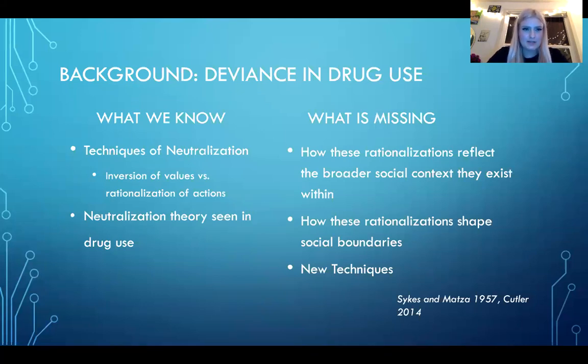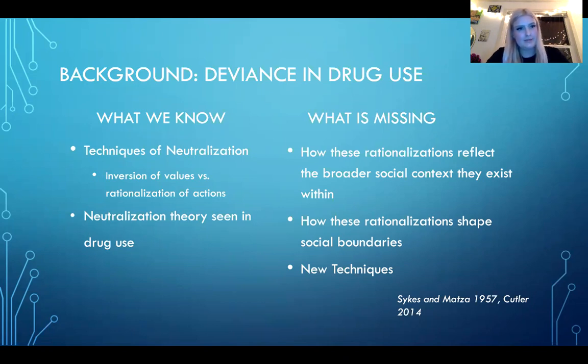Before Sykes and Matza, the main social theory out there was that when deviance happens, it's because the values of an individual directly opposes the more widely held values of their respective society. And neutralization theory challenges this by saying that it's unlikely a person behaving deviantly hasn't internalized any normative values, but rather they work to rationalize their behaviors with consideration to those norms.